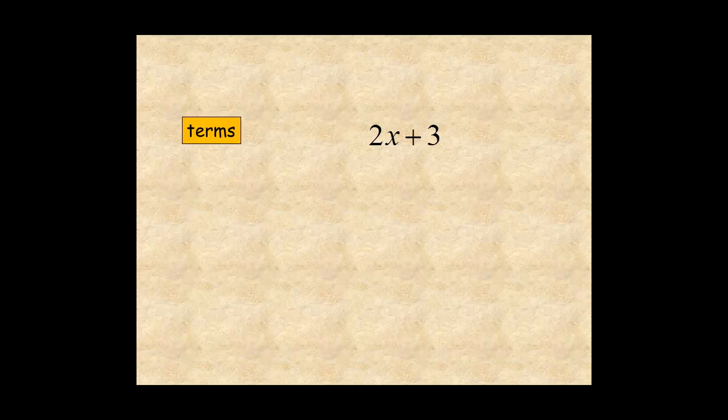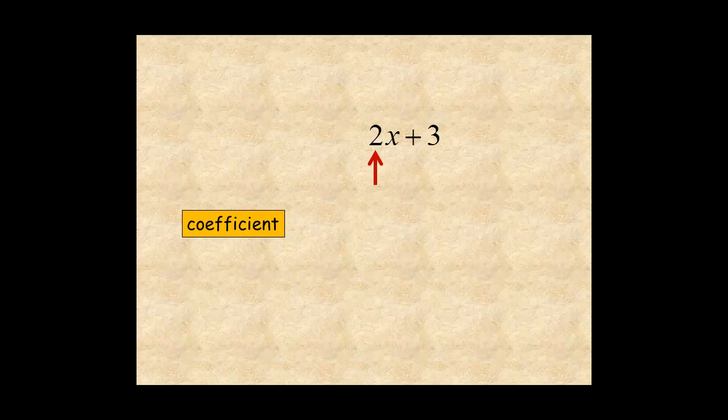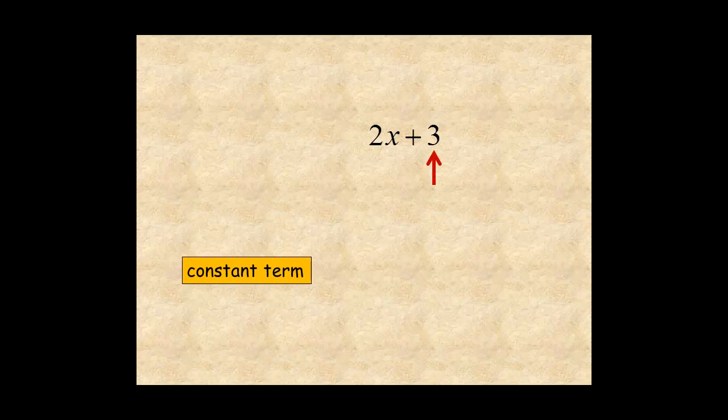The terms of an expression are the parts of the expression joined by addition or subtraction. This expression has two terms. The first term is a variable term because one of its factors is a variable. The number 2 is the coefficient of the term. The second term, 3, is the constant term.